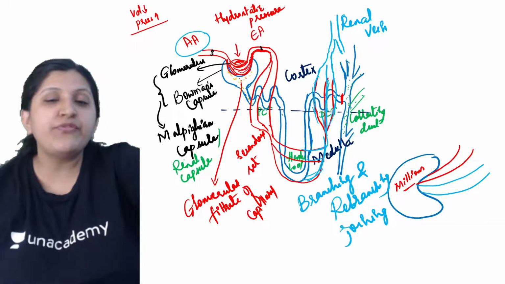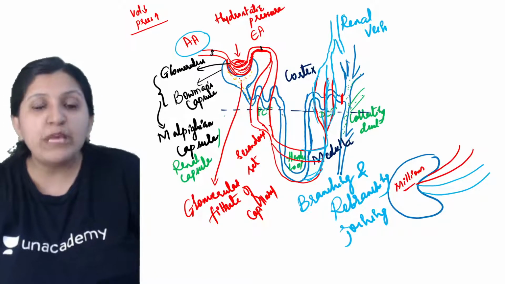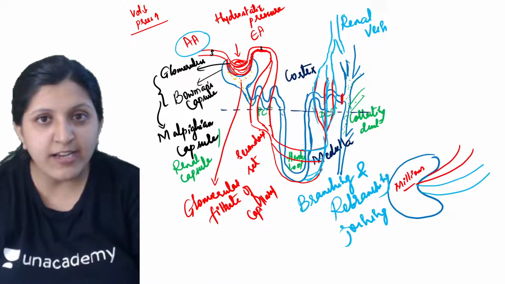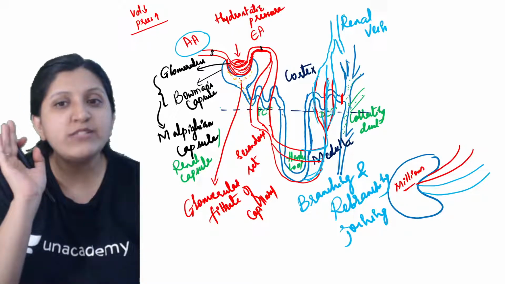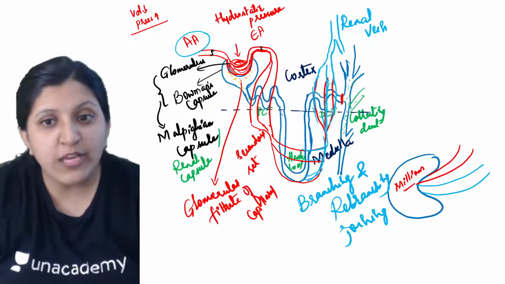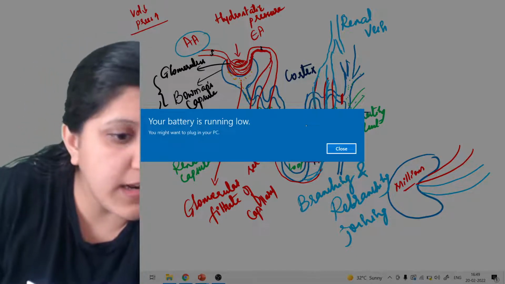If they ask you to draw a structure of a renal capsule, don't keep on thinking what exactly it is. If they are asking you to draw a renal capsule, just draw the renal capsule. You need not draw PCT, Henle's loop, DCT, collecting duct and other things.